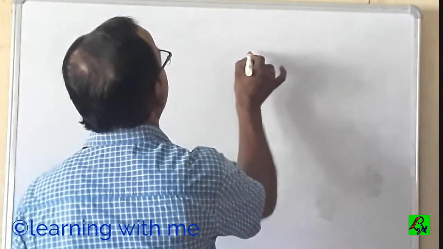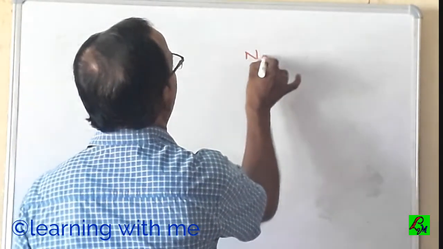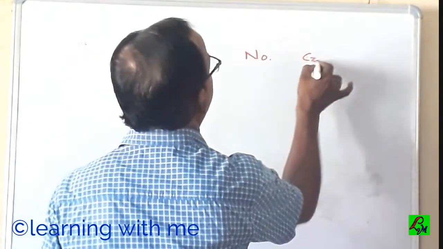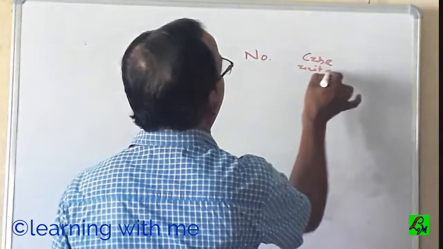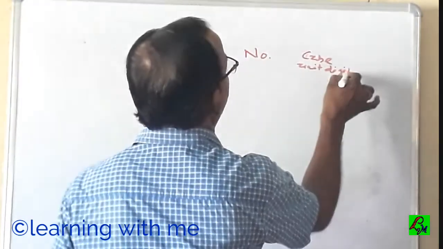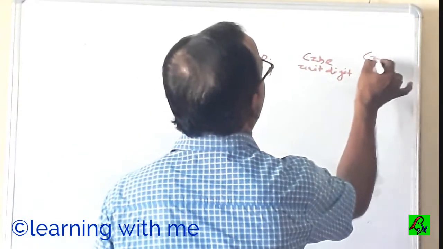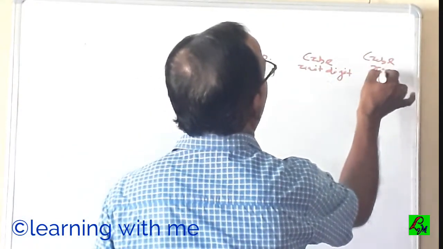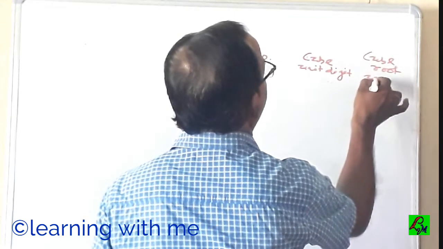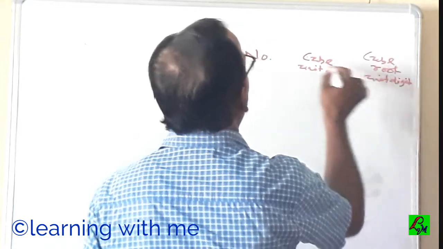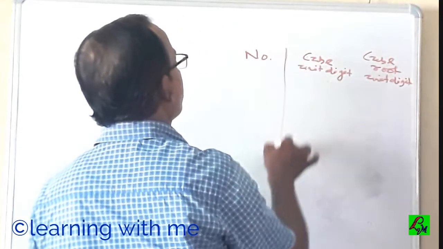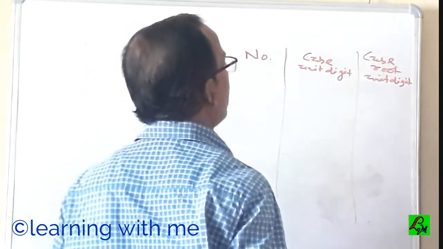Suppose the number is, its cube unit digit, and cube root unit digit. We have to remember this table for some numbers.